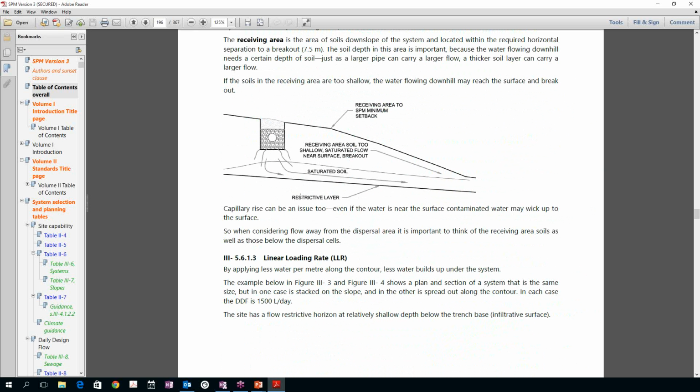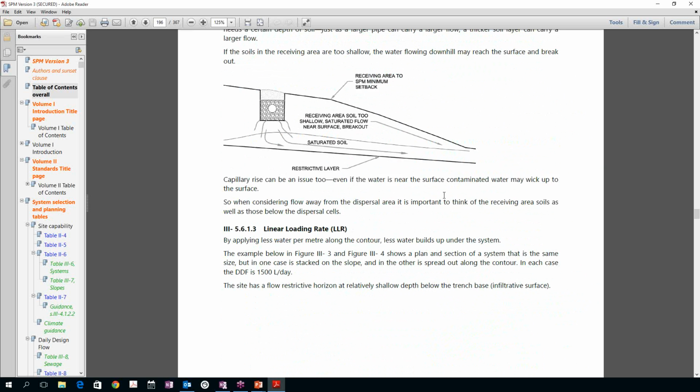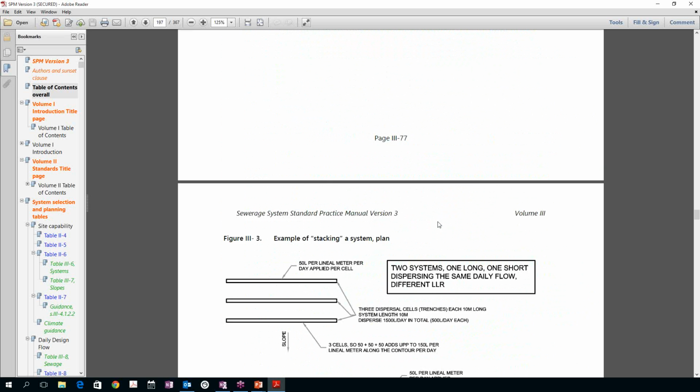Sure. So on a sloping site, then it tends to work its way down into the receiving soil. So the receiving soil, the downslope area, is important to consider for the LLR as well.